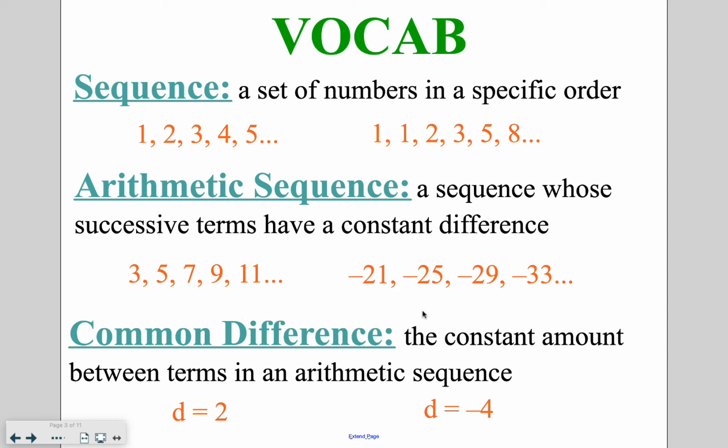Those values that you are adding or subtracting by is called the common difference. So we would write that out for this 3, 5, 7, 9, 11 sequence. We would say D, which stands for the difference, is equal to 2. For the negative 21, negative 25, negative 29, negative 33, we would say D is equal to negative 4 because we are subtracting by 4 in between every term.